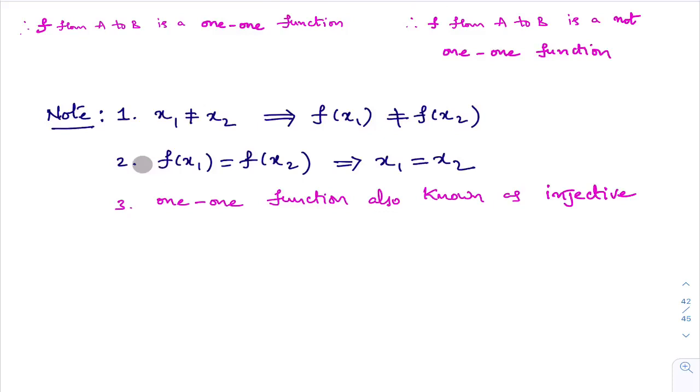Second point. To prove a 1-1 function, we can prove this also. What is this? If the images are equal, then the elements are not different. This also gives the meaning of a 1-1 function only. See here, if the images f of x1, f of x2 are the same, it means that the elements are not different. This also gives the meaning of the 1-1 function definition only.